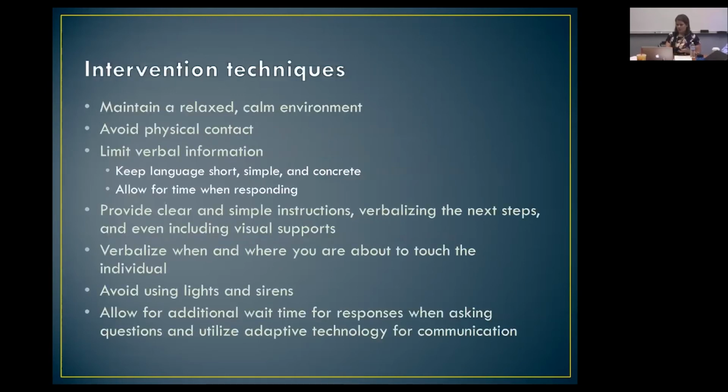So this kind of summarizes all of that. If you're approaching in a vehicle, avoid using lights and sirens. I know this has been mentioned with other patients in different areas, specifically with persons living with traumatic brain injury, but this is the same sort of thing as that sensory overstimulation.